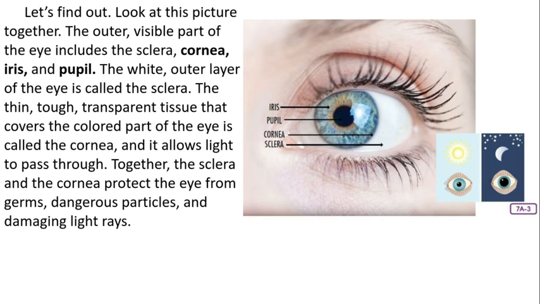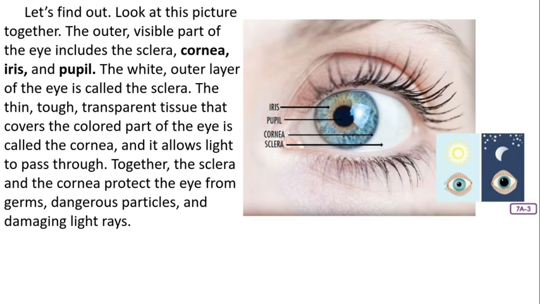Let's find out. Look at this picture. Let's look at this picture together. Right? What kind of text feature is this? It's a diagram, right? Because it shows us the different parts of the eye. The outer visible part of the eye includes the sclera, cornea, iris, and pupil. The white outer layer of the eye is called the sclera.